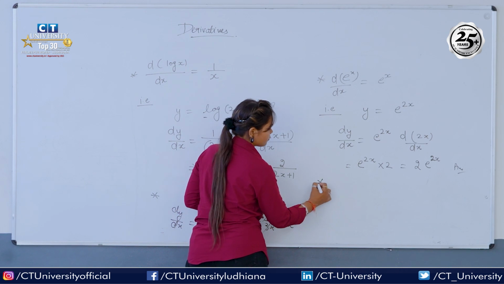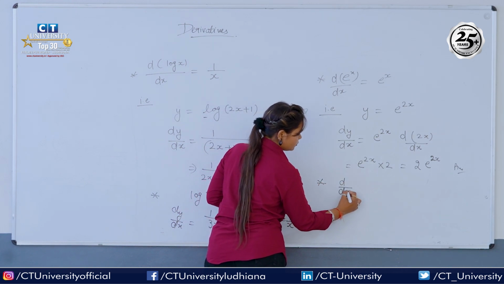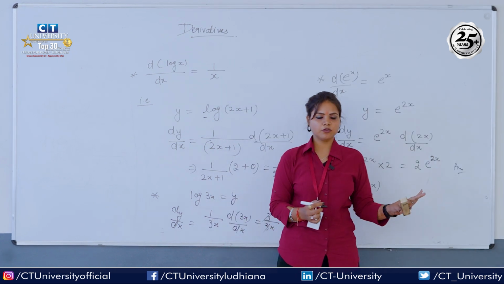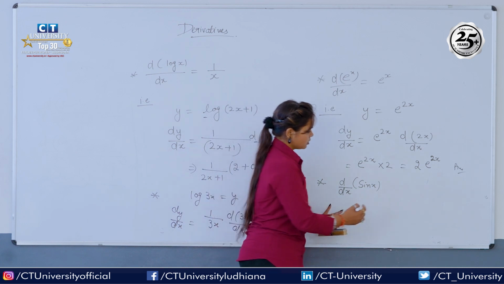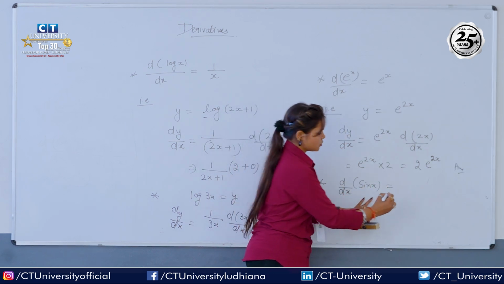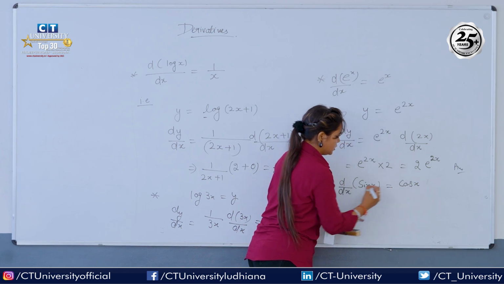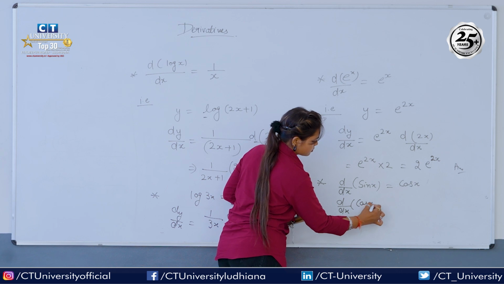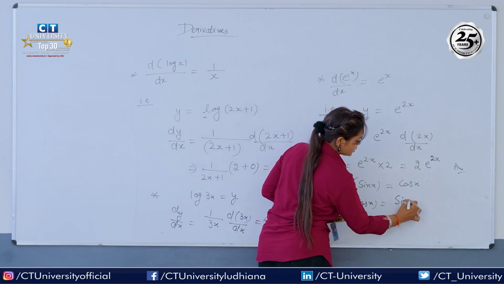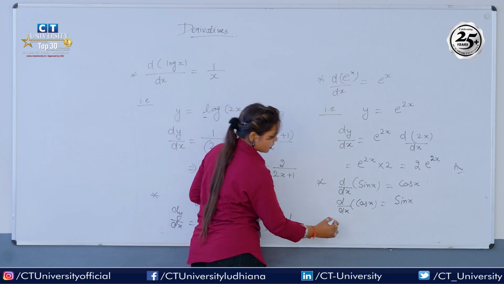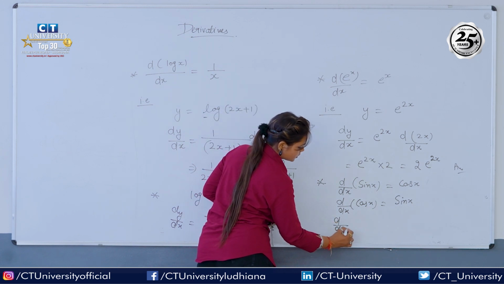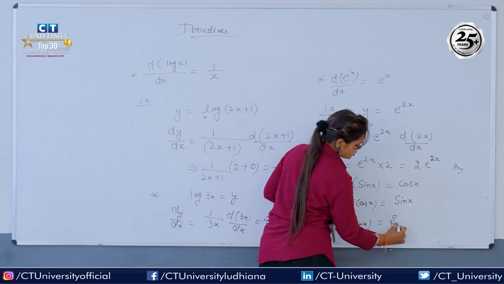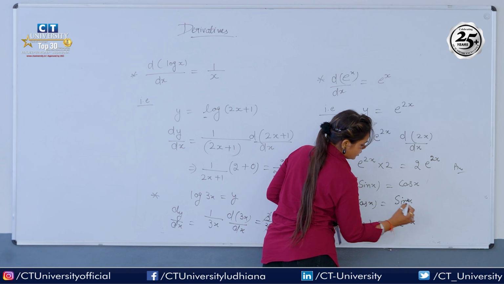Now the rules for trigonometric functions. Derivative of trigonometric functions: the derivative of sin x is equal to cos x. The derivative of cos x is equal to minus sin x. The derivative of tan x is equal to secant square x.